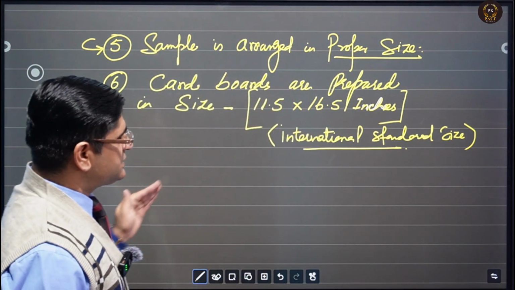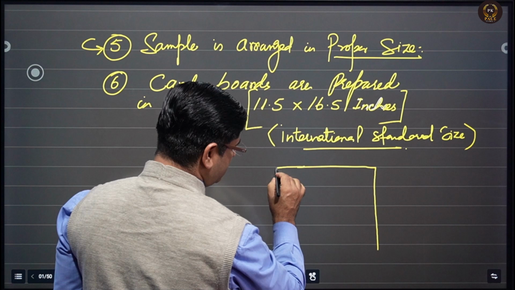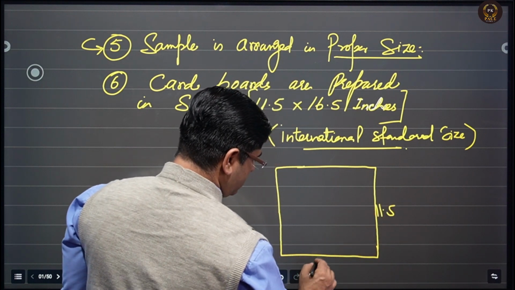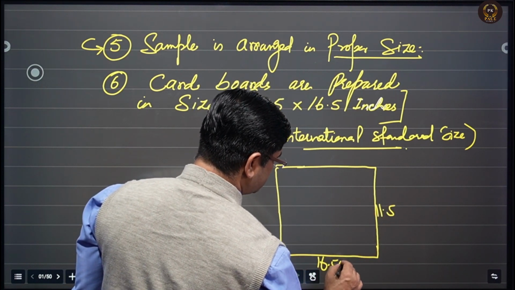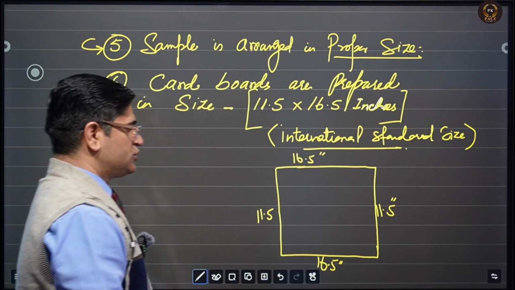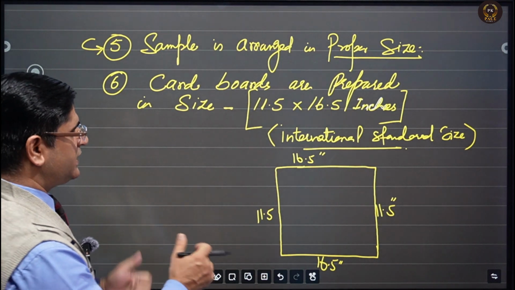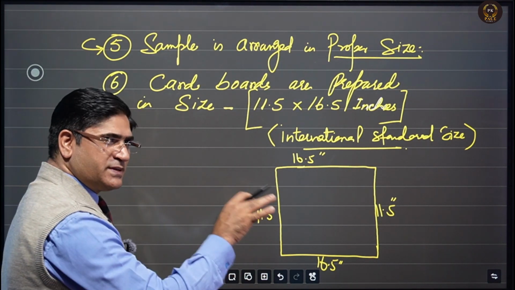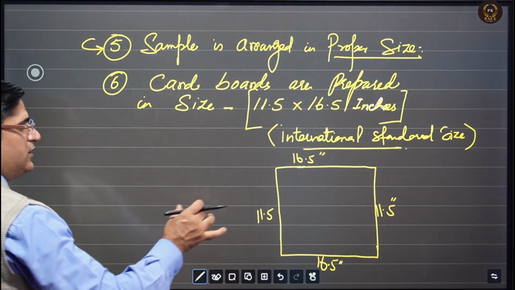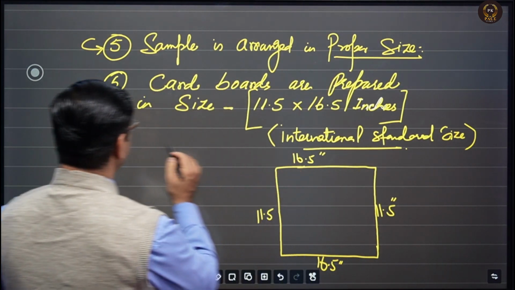So in this size, on an average, this cardboard has to be cut like this. This is the 11.5 and this will be the 16.5 inches. In this manner, the cardboard is going to be prepared. A specific type of cardboard is known as herbarium cardboard. That cardboard is cut in the proper size, and on this cardboard the sample is properly cut, and next is mounting.